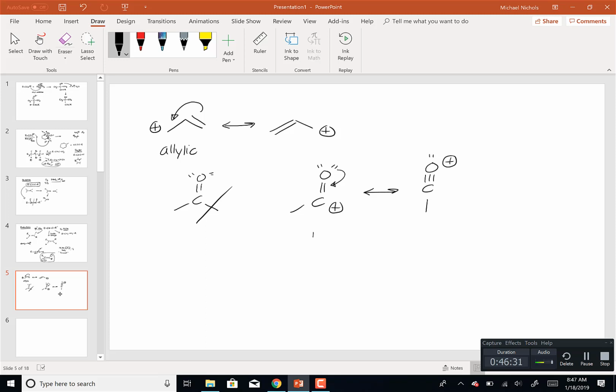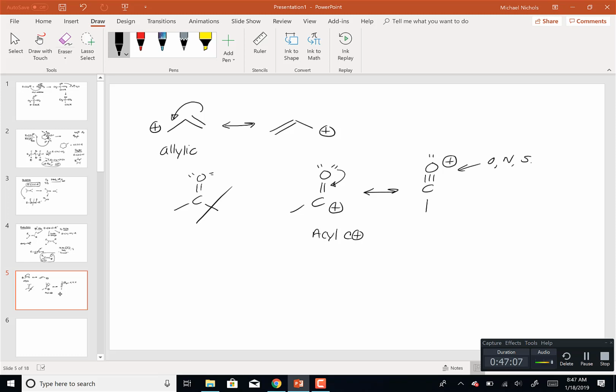So this is actually what's called an acyl carbocation. And it's stabilized by resonance, because it can form that resonance structure by taking the lone pairs on the oxygen and sharing them with the carbocation. This can occur with oxygen, with nitrogen, or with sulfur. So that acyl carbocation is stabilized by resonance.